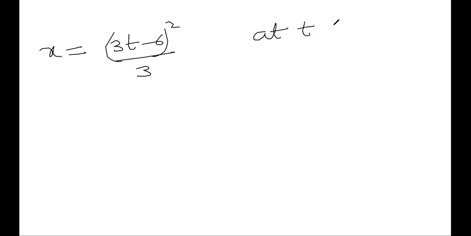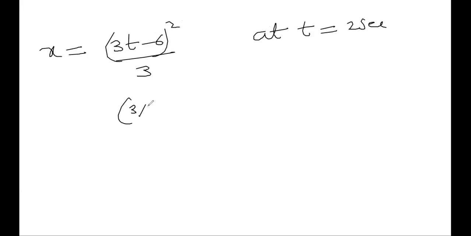Now we have to go back to the displacement equation. What is the displacement equation we wrote? X is equal to something. Tell me that x is equal to something. 3t minus 6 by 3. Very good. X is equal to 3t minus 6 whole square by 3. In this, at t is equal to 2 seconds, substitute it here. What will you get?